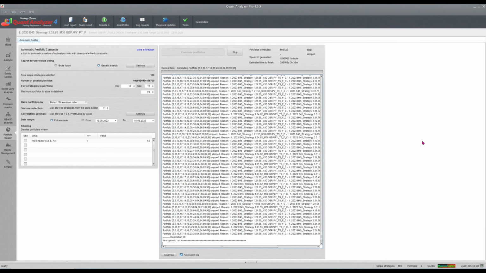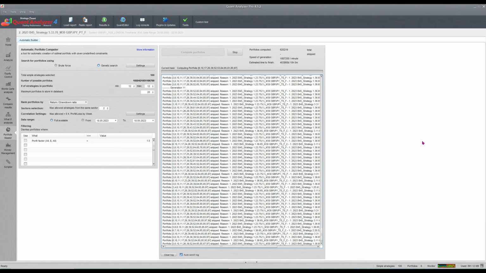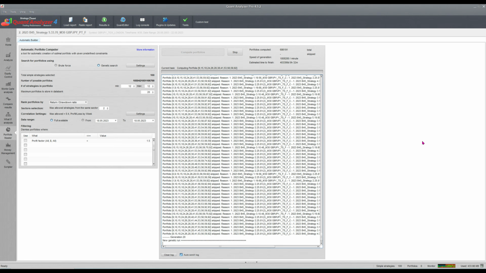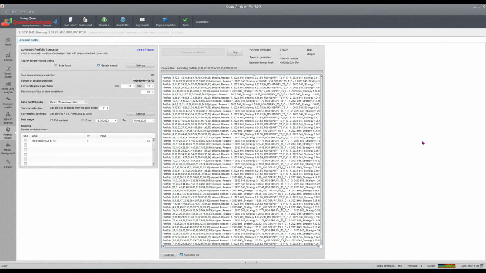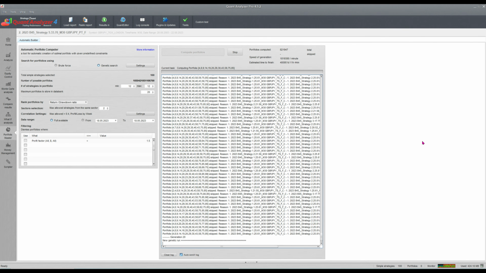If you want to use Quant Analyzer to automatically generate diversified portfolios, check out the guide at the end of the video. Hopefully this video provides some food for thought.